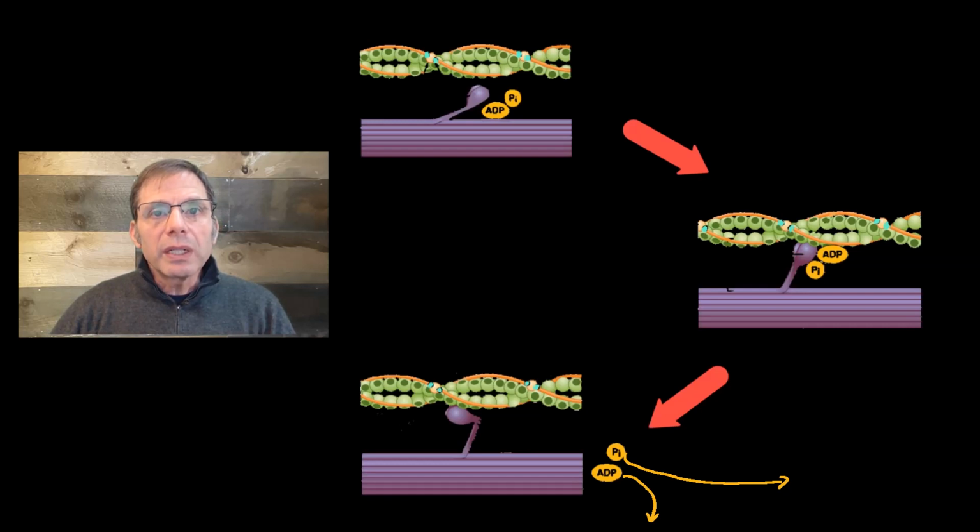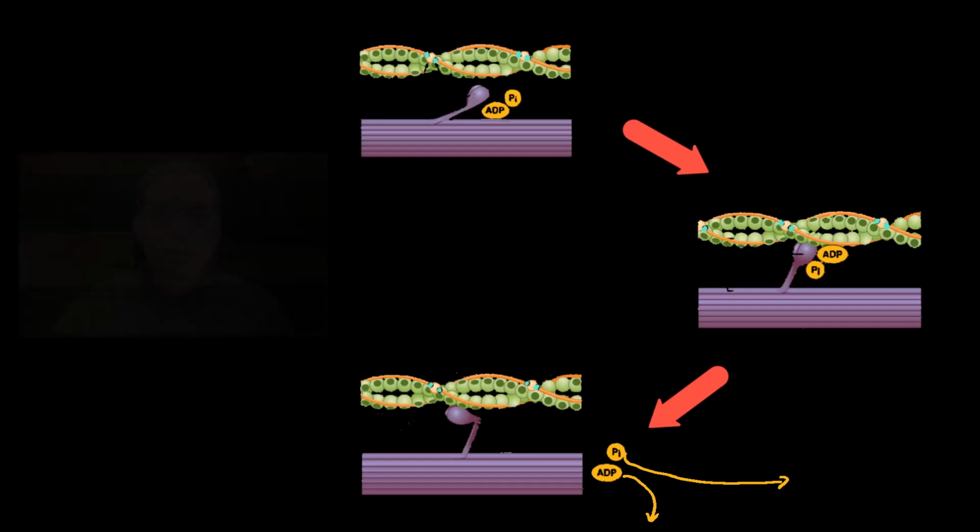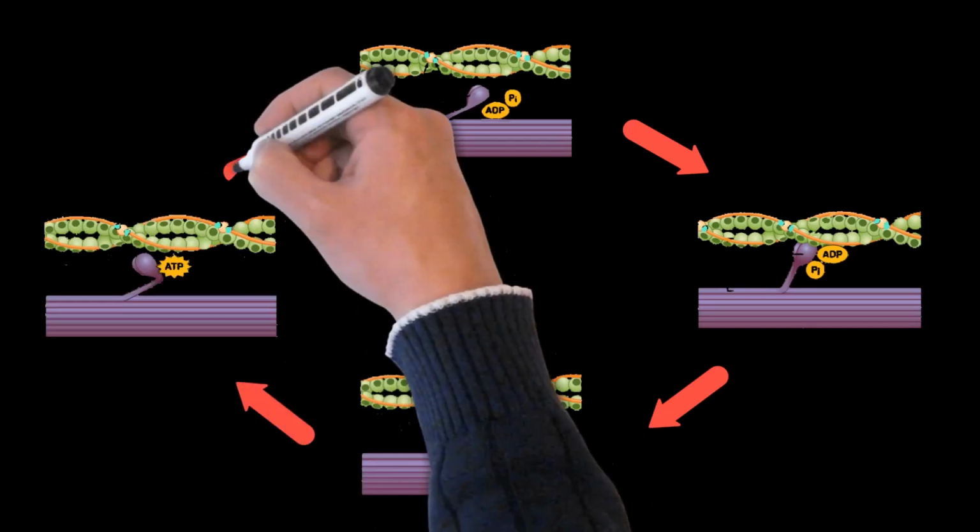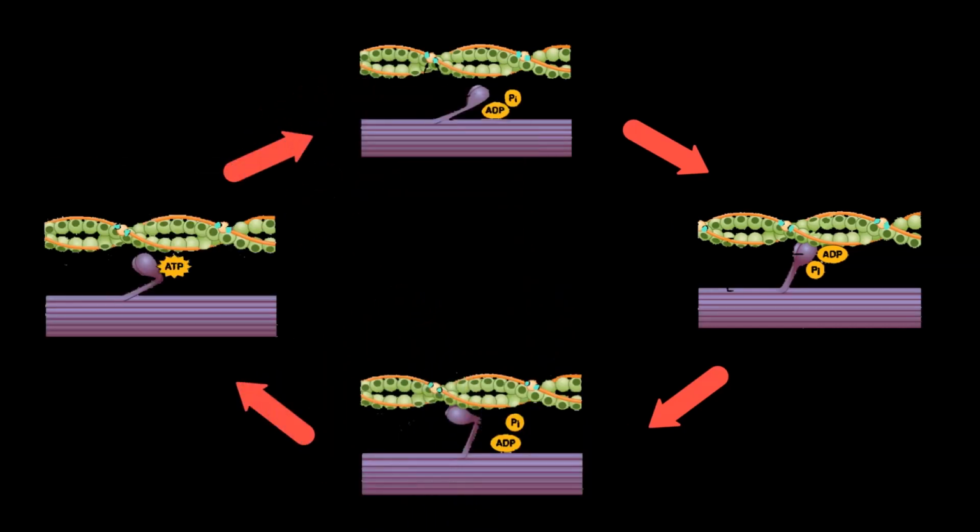For the muscle to really shorten, myosin has to take a lot of steps. It has to release the thin filament, cock itself again, grab actin, and repeat the movement. This process is called the cross-bridge cycle. It's driven by the energy stored in ATP and works like this.